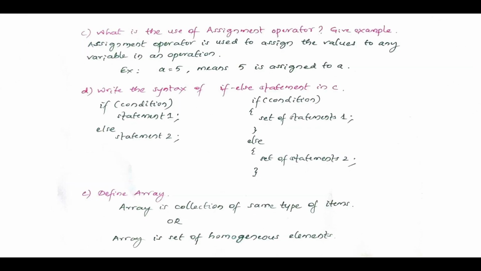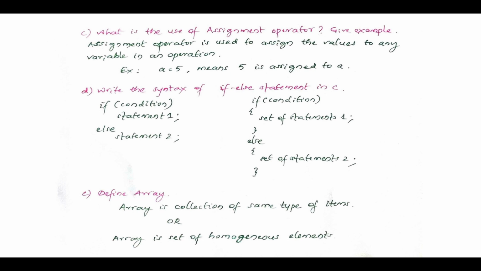Next question is, what is the use of assignment operator? Give example. Assignment operator is used to assign values to any variable in an operation. For example, you are going to assign a number to the variable. A is equal to 5 means 5 is assigned to A, which means A holds 5. It is indicated by the equal symbol. In C, the equal symbol means assignment operator. Double equal symbol means equality operator.